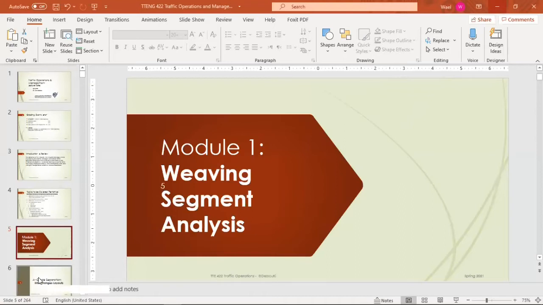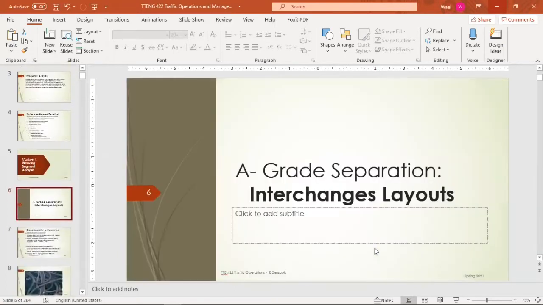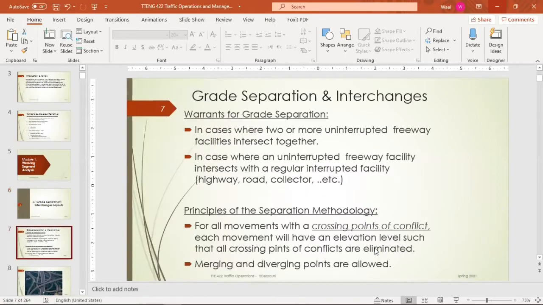we will go to what we call grade separation and interchange layouts. When do we need to make a grade separation between highways and roads? That's a very important question. The answer is that there are warrants for grade separation. When do we need to separate the elevation of 2 highways? Basically, when we have 2 or more uninterrupted freeway facilities intersecting together. When 2 uninterrupted facilities are crossing each other, we must separate their elevations.